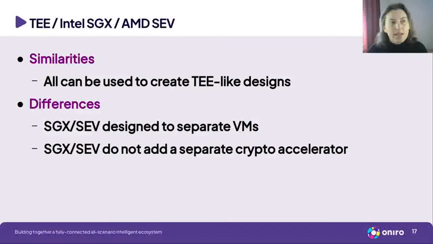So, yet again, similarities and differences. What are they between the TEEs and the extensions? All can be used to create TEE-like designs. But there are some differences, because SGX and SEV are designed more for virtual machine-related environments, and they do not contain a separate crypto accelerator. There's usually one that is close, that is related, but they do not have a crypto accelerator as one of their main functions.